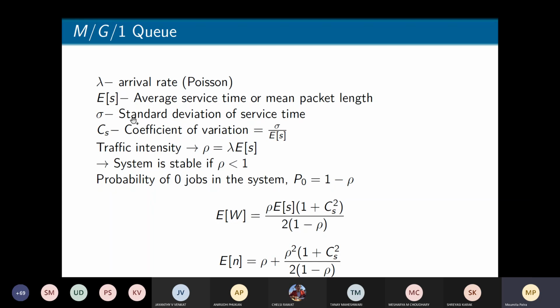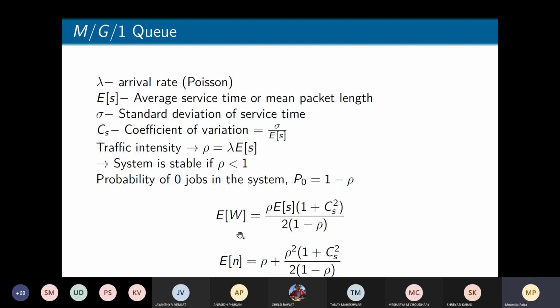Sigma denotes the standard deviation of the service time, and CS denotes the coefficient of variation, which is equal to sigma by E of S. The traffic intensity or the server utilization, that is rho, is given by lambda times E of S. We say that the system is stable if rho is less than 1. This we already know. What else do we know? The probability of having 0 jobs in the system is P0 equal to 1 minus rho. Please look at the derivation here from Rajan's book if you want to.